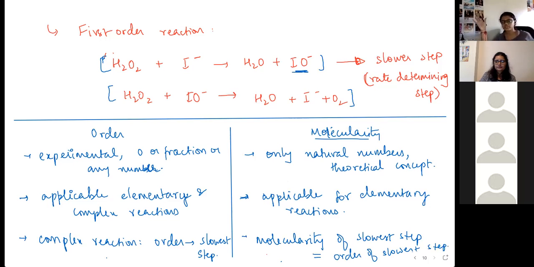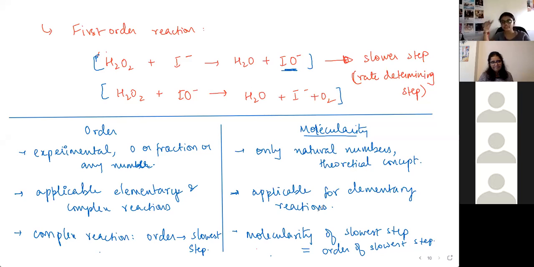Ma'am, could you explain why the molecularity of the slowest step is equal to the order of the slowest step? Yeah. So this is, again, obviously, when we're talking about the slowest step, applicable for complex reactions. In complex reactions, they happen in multiple steps, right? So if we consider each of these steps as individual reactions, like this is one elementary reaction, this is a second elementary reaction. That way, the elementary reaction corresponding to the slowest step may have some molecularity, however many molecules are involved in the slowest step. You can think of it this way.